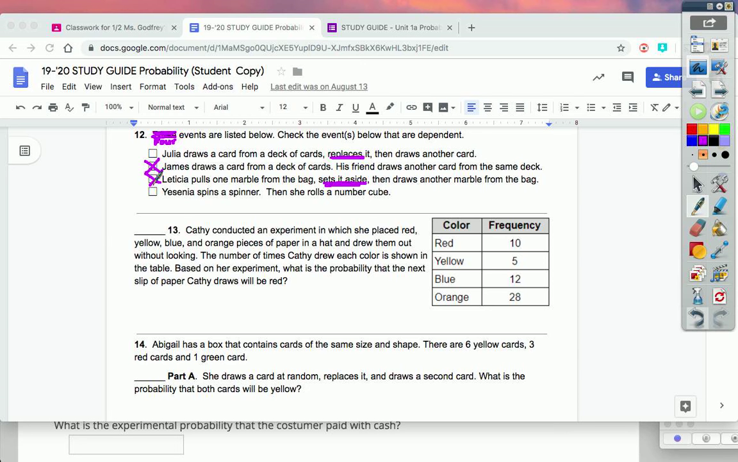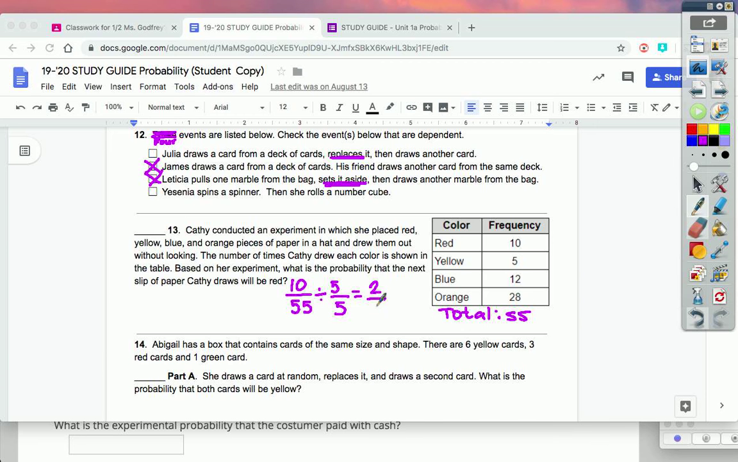Well, how many times did she draw? Look at your frequency. All you have to do is add that up to get your total. And the total is 55. So her total here is 55. So now we're going to take that information and we need to know how many were red. So 10 out of 55 were red. This can be reduced.